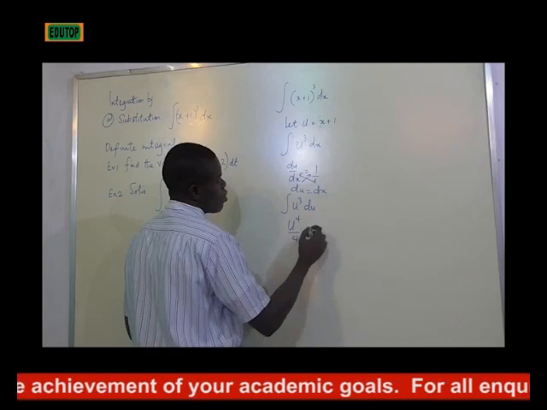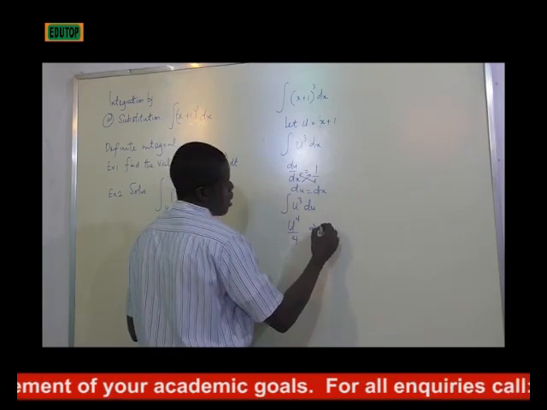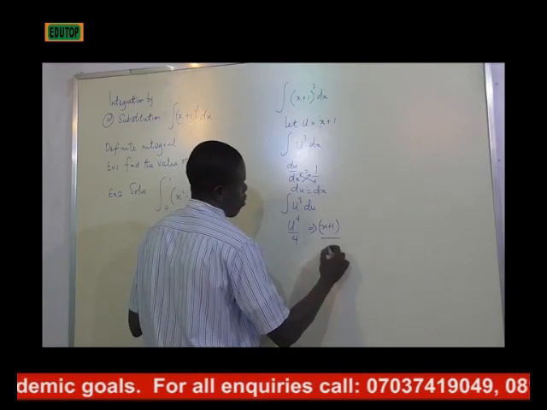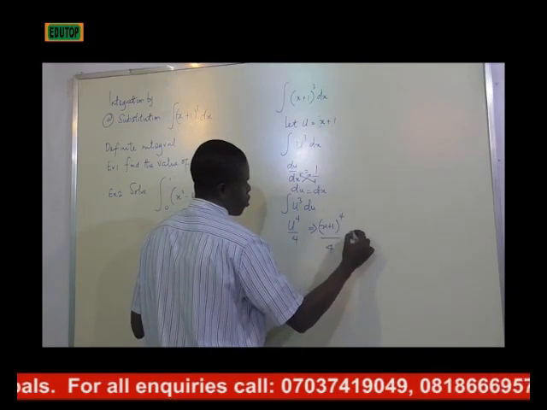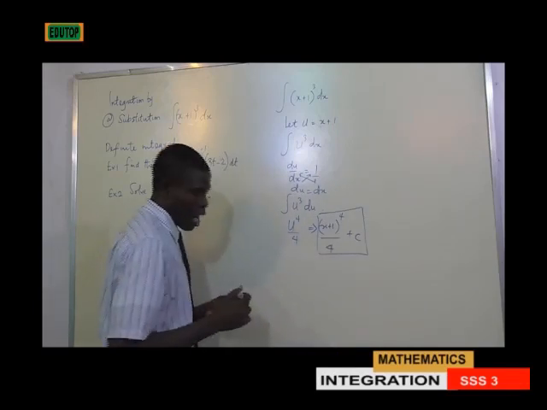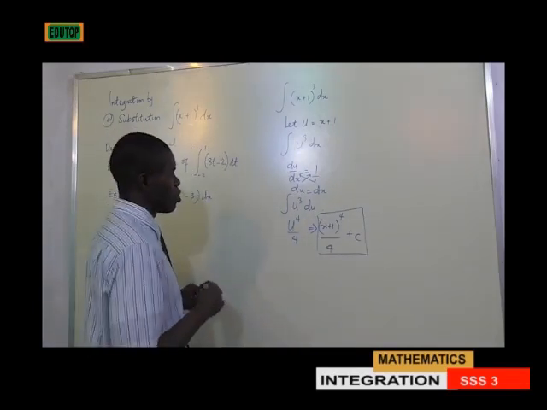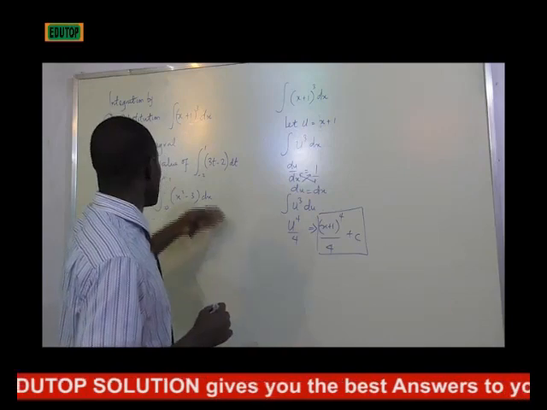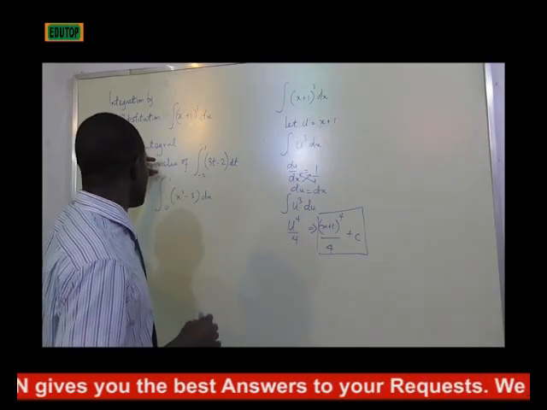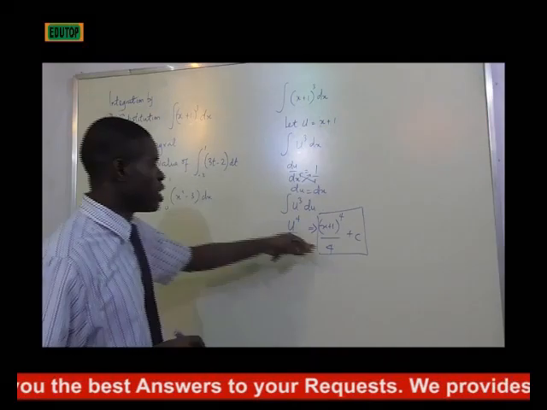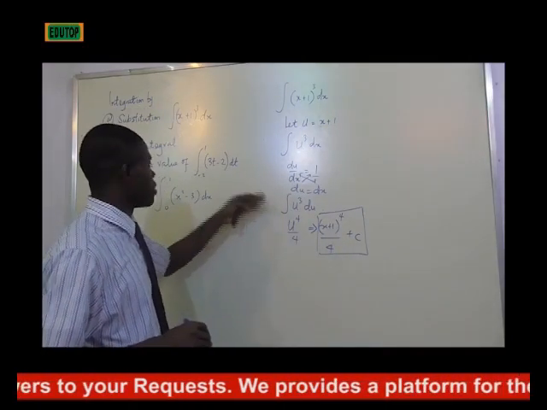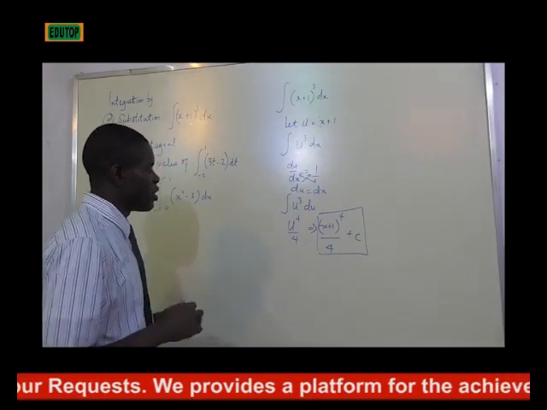And what is my u? My u here is x plus 1, so we have (x plus 1) raised to power 4 over 4 plus c. So this is the answer, and this is what is known as integration by substitution. Subsequently, when we talk about the definite integral situation, we will need this concept. That is why we have to treat this before definite integral.